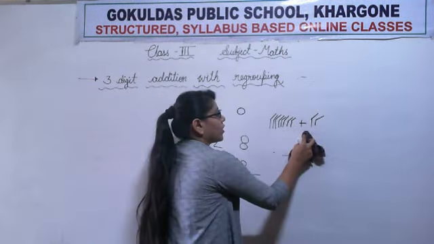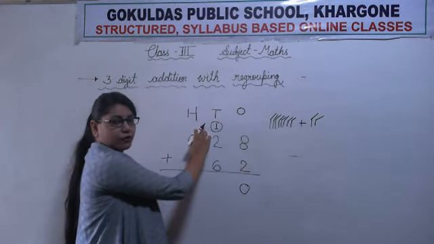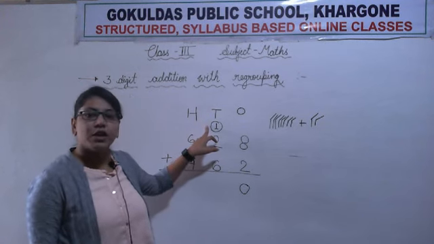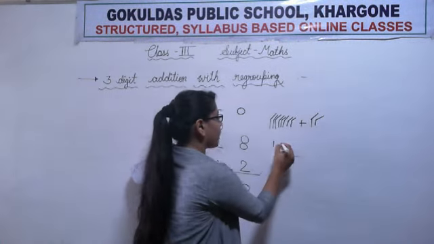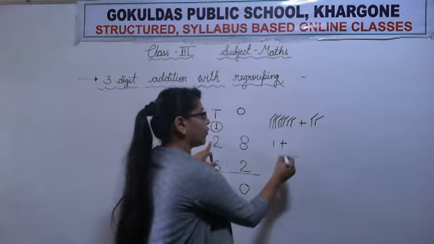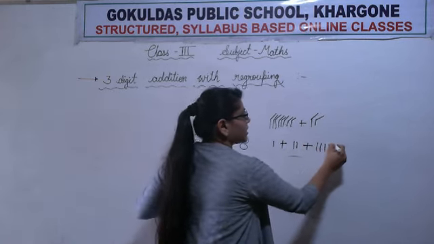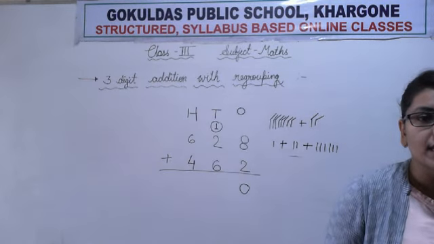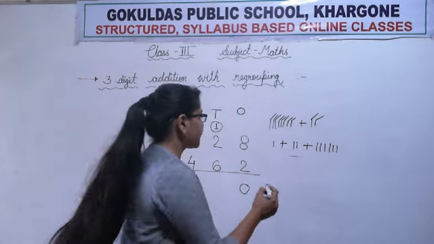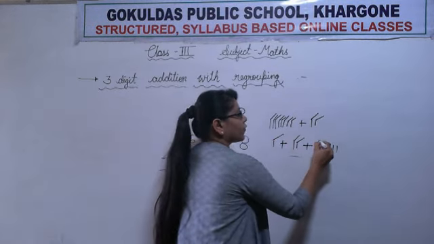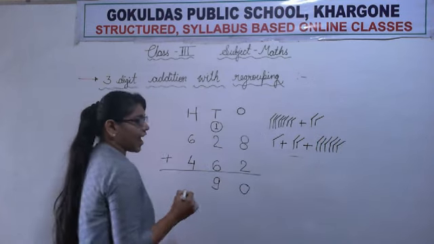Now it's time to add the tens column. So will we add this carry? Yes, we will also include this carry. So for this we will draw 1 stick, then we will put a plus sign, then for 2 we will draw 2 sticks, then for 6 we will draw 6 sticks. Now count how many sticks there are. Let's count. 1, 2, 3, 4, 5, 6, 7, 8 and 9. So we will write 9 here.